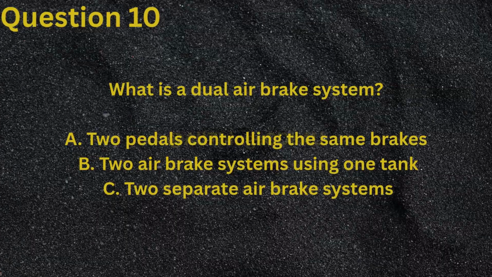What is a dual air brake system? A. Two pedals controlling the same brakes. B. Two air brake systems using one tank. C. Two separate air brake systems. C. Two separate air brake systems.